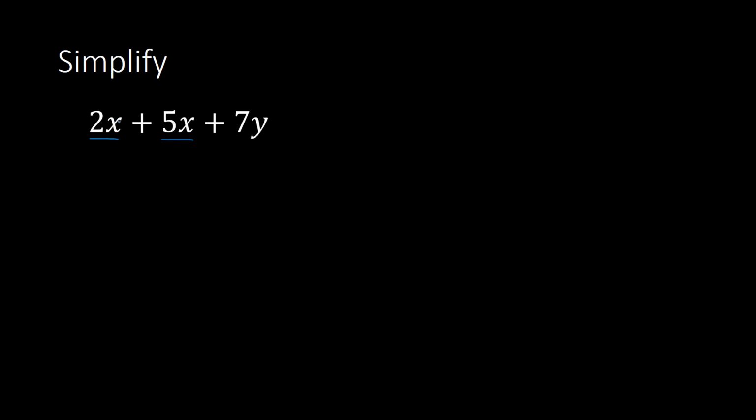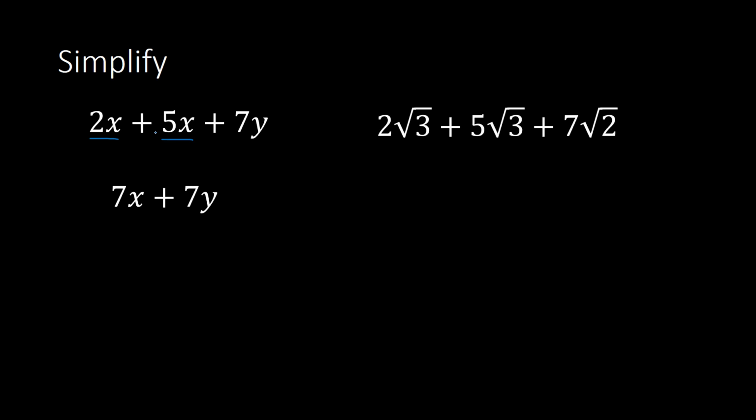Those are like terms because the variable is exactly the same, whereas 7y is a different variable, so that is not a like term. So I can add 2x plus 5x to get 7x, and then you have the plus 7y at the end. Now, same concept with radicals. Let's say we had this expression, and you were told to simplify.